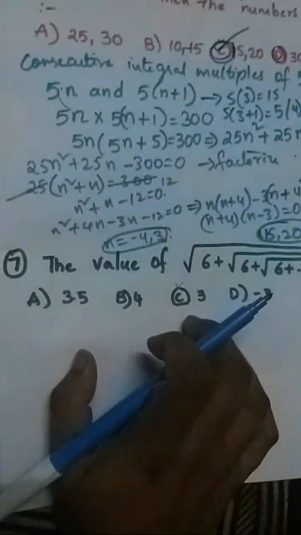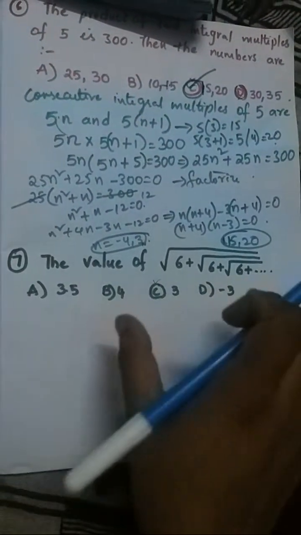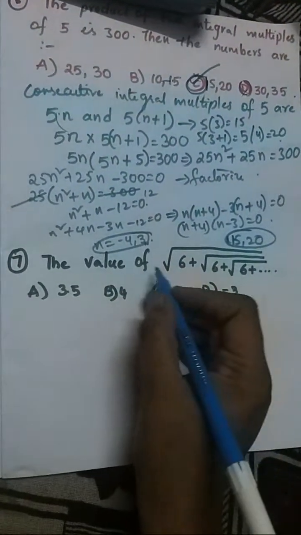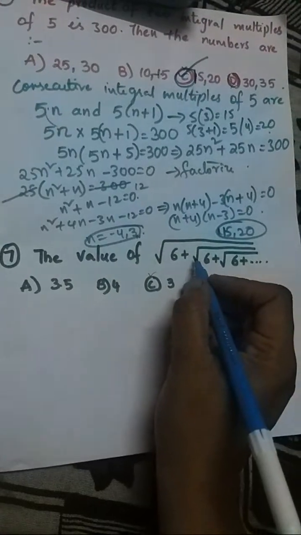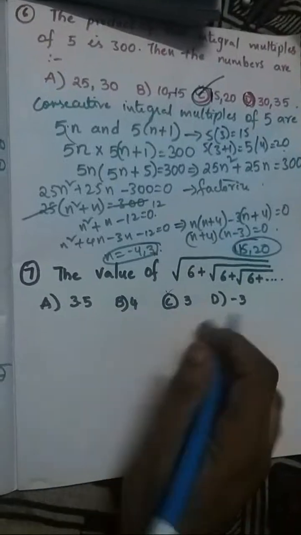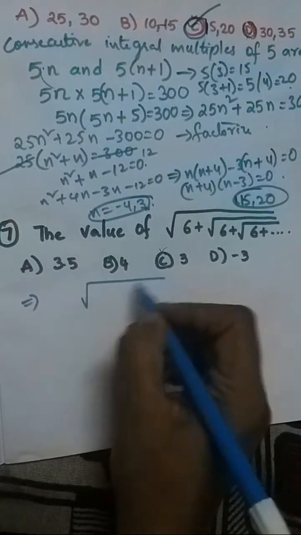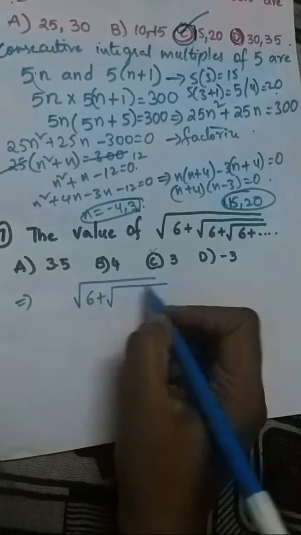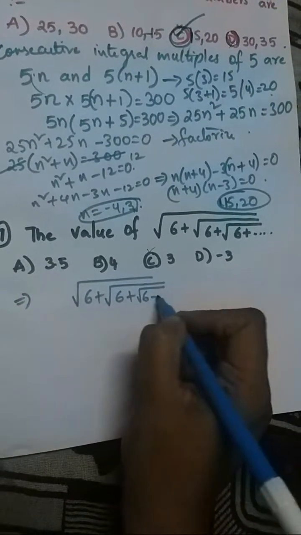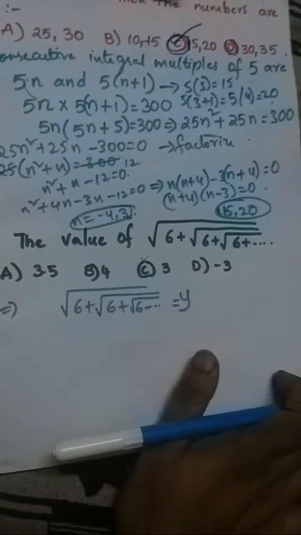Now the seventh problem is a very important question. It is always asked in many exams. The value of root 6 plus root 6 plus root 6 and so on, what is the value? Now take the whole expression, root 6 plus root 6 plus root 6 and so on, as y. So let us take it as y.